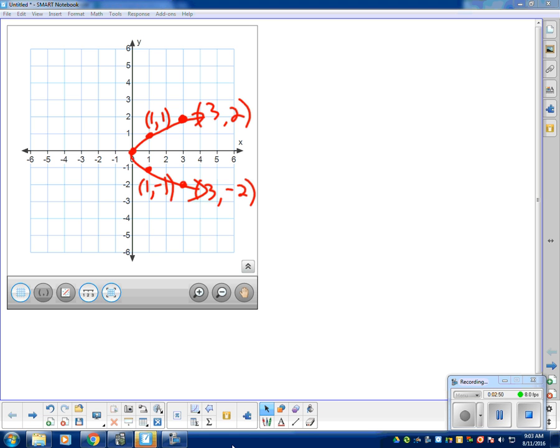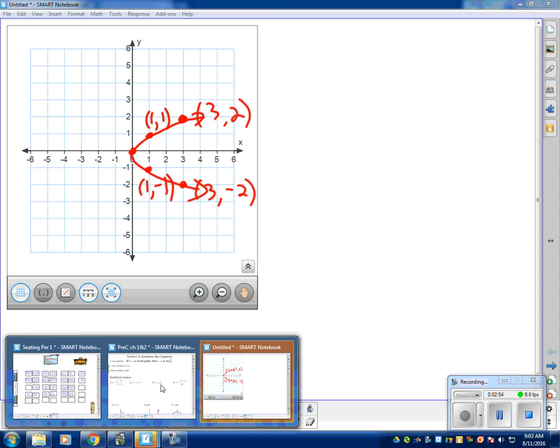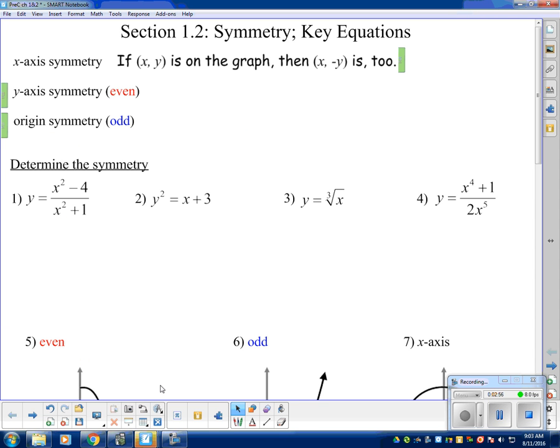Okay, so let's go back over to here. For x-axis symmetry, probably the best example is a sideways parabola. Y-axis symmetry, we call this an even function. This one is even more familiar. If (x, y) is on the graph, then (negative x, y) is too. So let's write that down. If (x, y) is on the graph, then (negative x, y) is too.